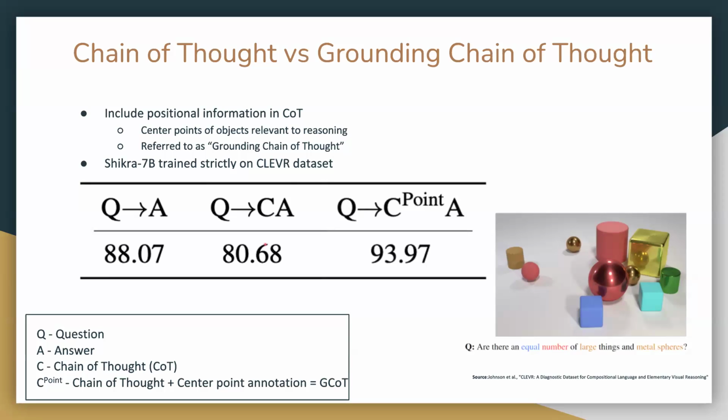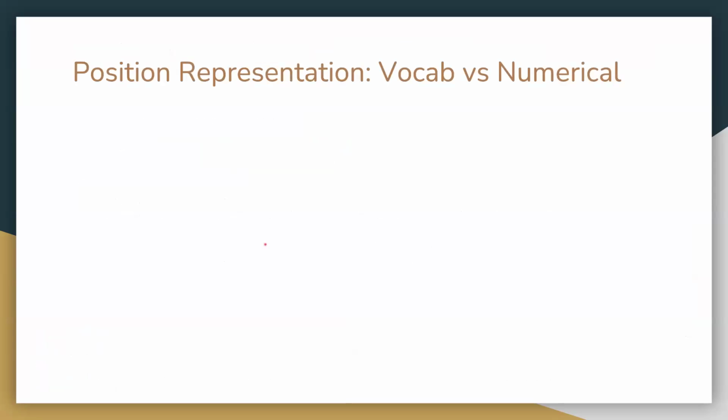And then finally, when they incorporate the chain of thoughts with the center point annotation, you can see the accuracy rises by a lot, not only above the chain of thoughts approach, but above the original approach. So what the authors discover here is that by incorporating positional and visual information inside the reasoning process, you get higher quality answers, fighting against object hallucinations. The next experiment performed is a comparison between ways to represent position. The first way you can represent positions is using custom vocabularies.